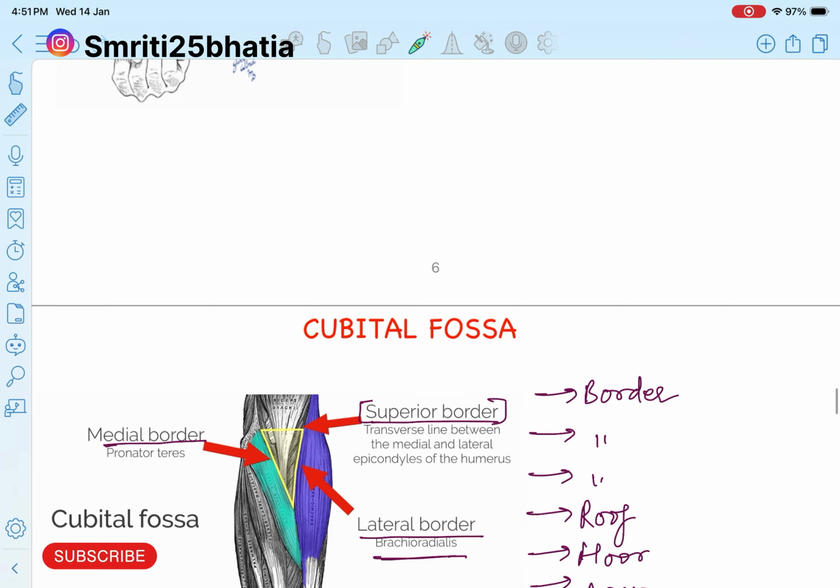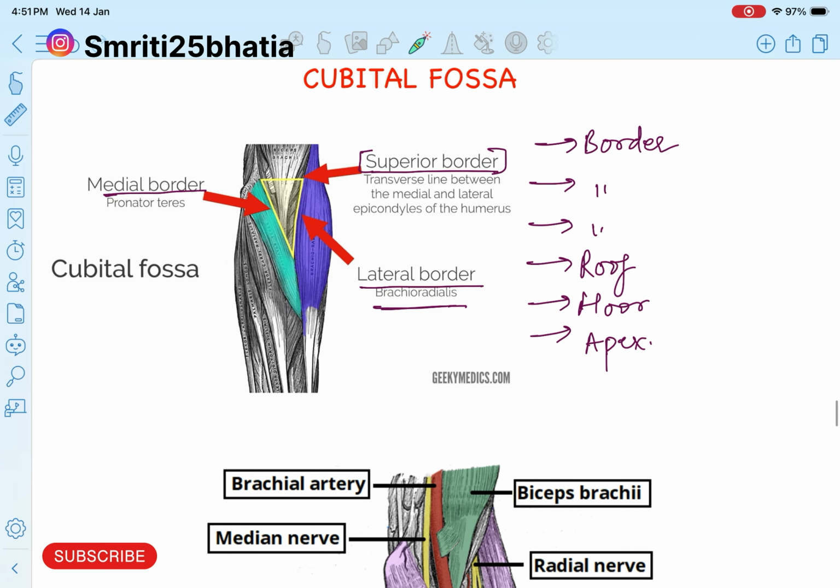So over here we have finished the theory of the cubital fossa.